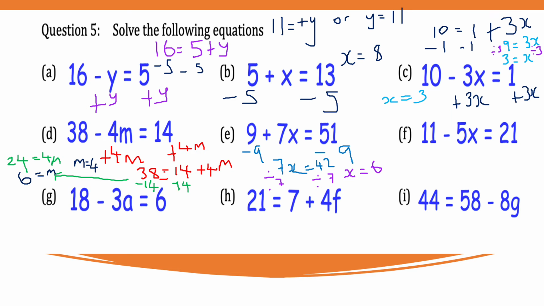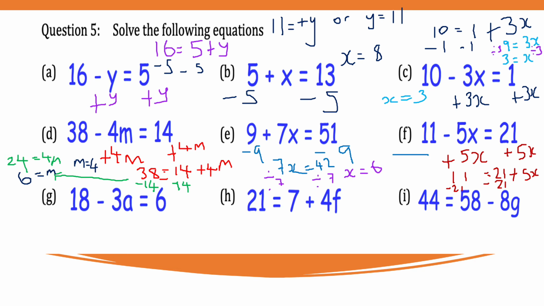11 minus 5x is 21. So I'm going to add 5x to both sides. Okay, because I want to try and get a positive x on one side and not a negative. I'm going to get 11 is equal to 21 plus 5x. Subtracting 21 on both sides. Okay, 11 take away 21 gives me 10.